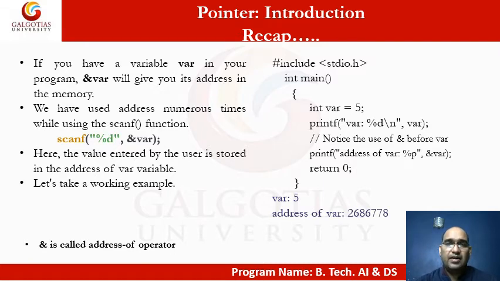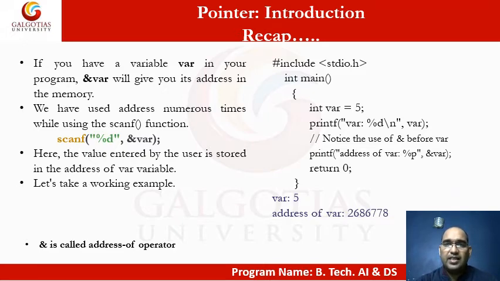So let's see the working example. Include stdio.h, int main, int var is equal to 5. So in the variable var, the numeric value 5 will be stored. First we are just printing what is the value in var: printf var is %d \n, var. In place of this %d, the value of var will be printed. We can see in the output, it is written var is equal to 5 because the value of var was 5.